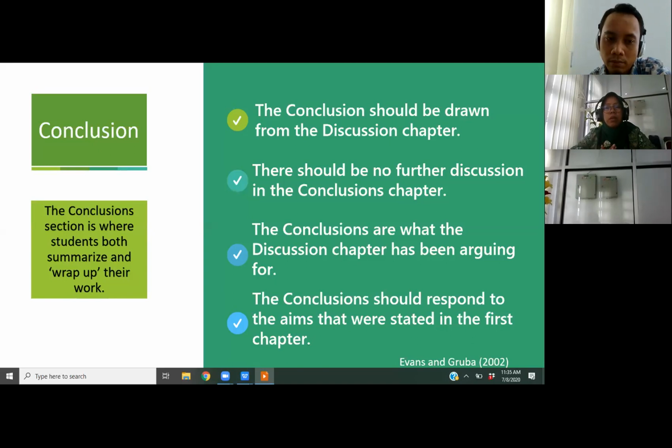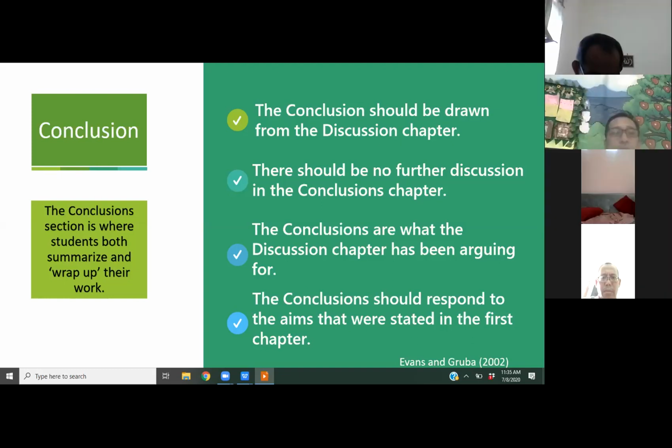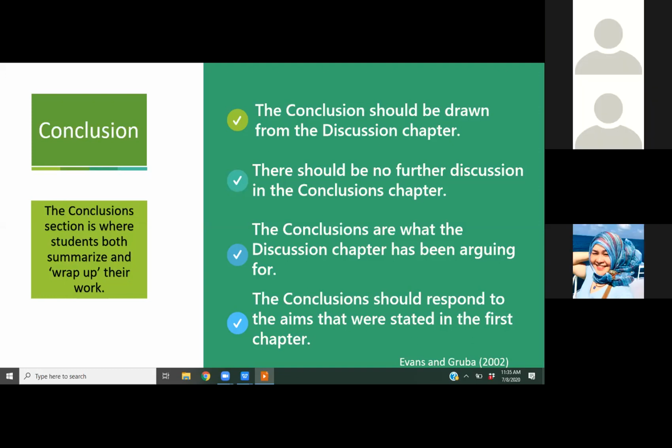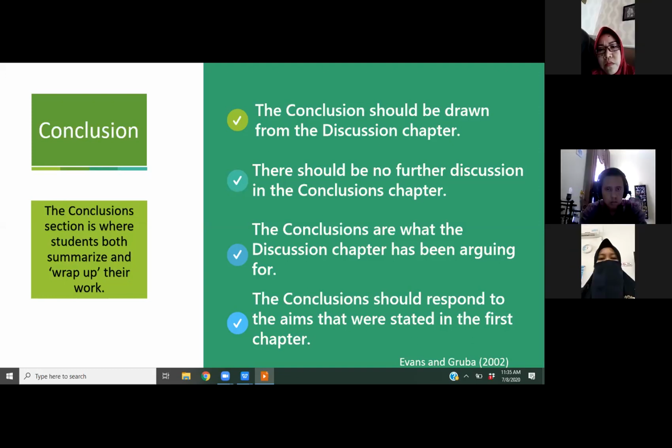The one thing you need to show, to make sure that when you make the conclusion, you have a lot of data, you have a lot of findings. You just need to conclude based on the research question. If it is not being asked in the research question, do not conclude something outside the aim of your research, I guess. And there should be no further discussion in the conclusion, just conclusion.